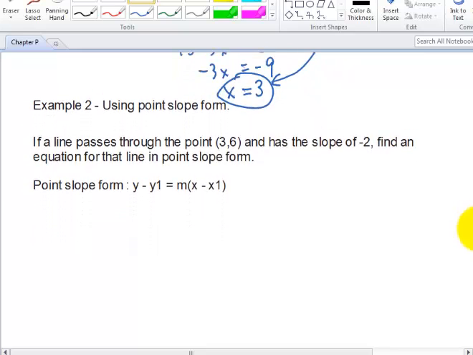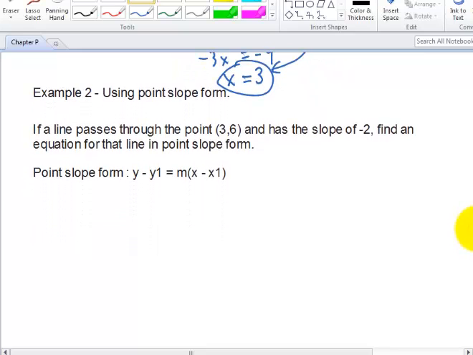So now let's look at another example. In this example, we want to use point slope form. So what they have is, they say a line passes through a point, and we have a slope. And all they want us to do is put this equation in point slope form. And this is probably one of the easiest questions we'll ever have in the year. So I hope I don't mess it up.